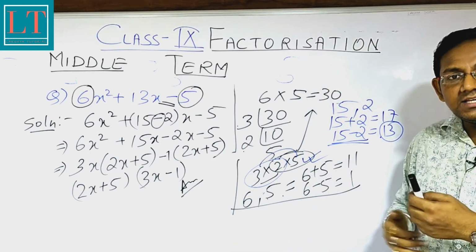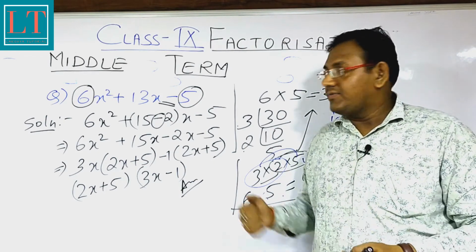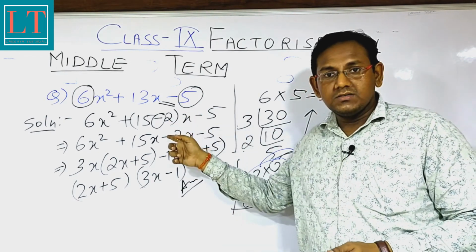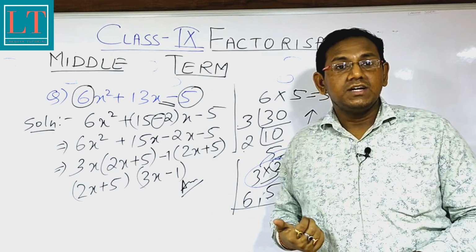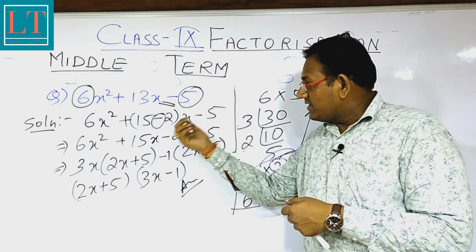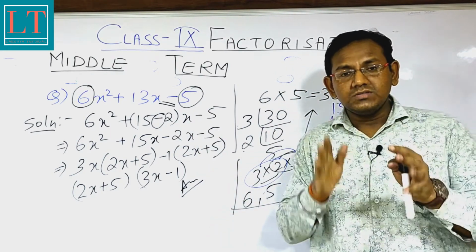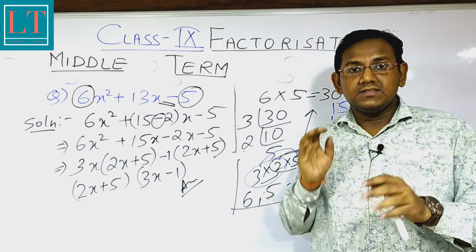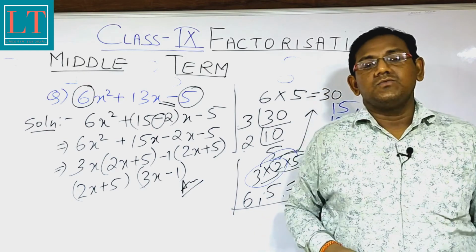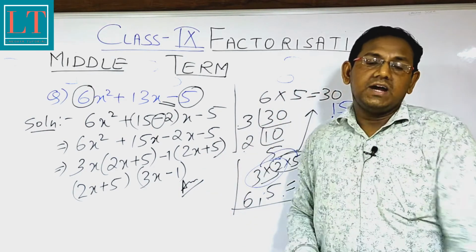So we can easily figure out that whenever the last term is negative, we need to put the difference of these two terms, and whenever it is positive, then we need to put the sum of these two terms. So this is the most important thing that students need to remember, and this is a very important trick that we can use in finding the middle term factors of any quadratic equation.